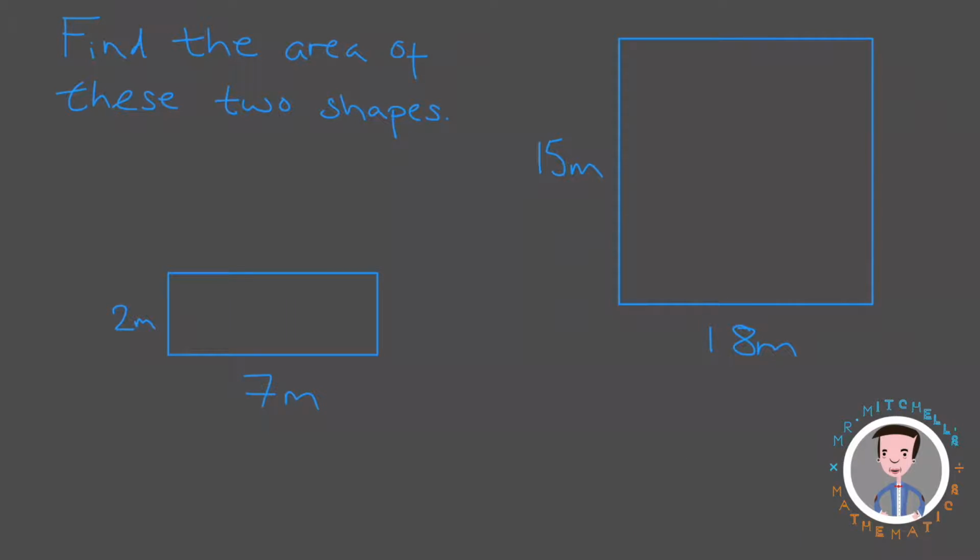Great, so let's start with this smaller one. What we have here is one side that is 2 meters and one side that is 7 meters. 2 times 7 is 14, so let's write 14 here. And what's the unit? Well, it's meters. And because we're in 2 dimensions, squared. Good. So let's try the next one.